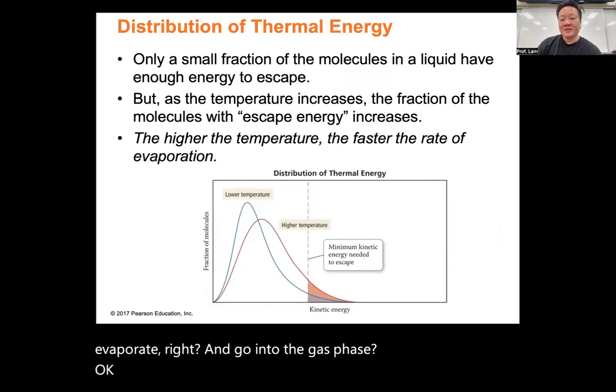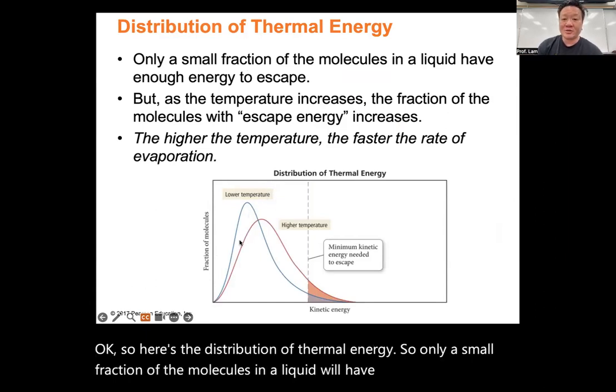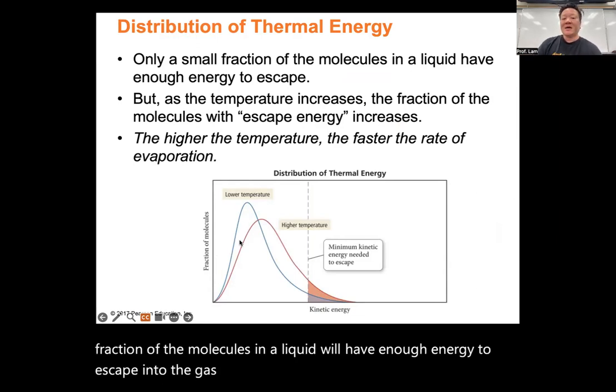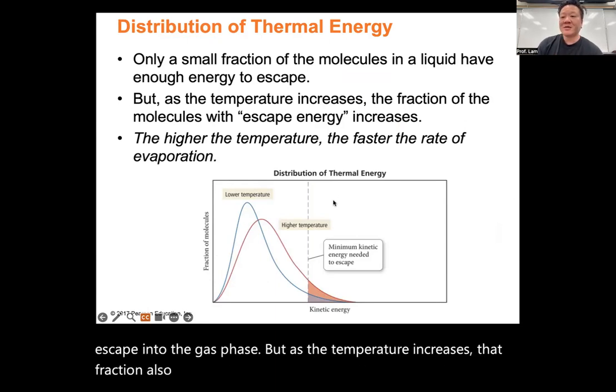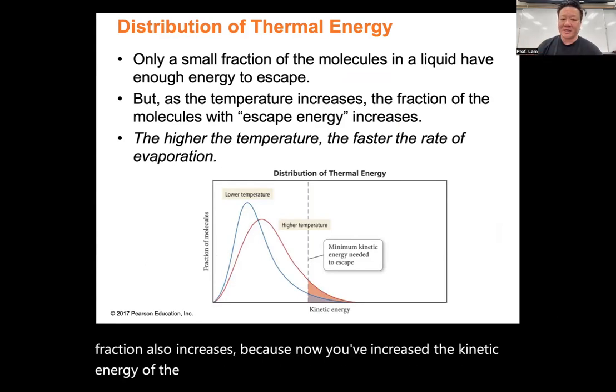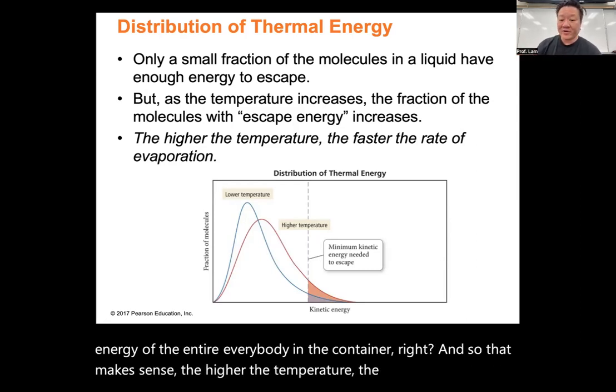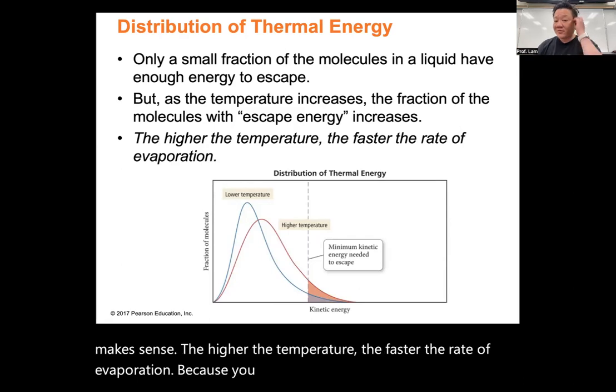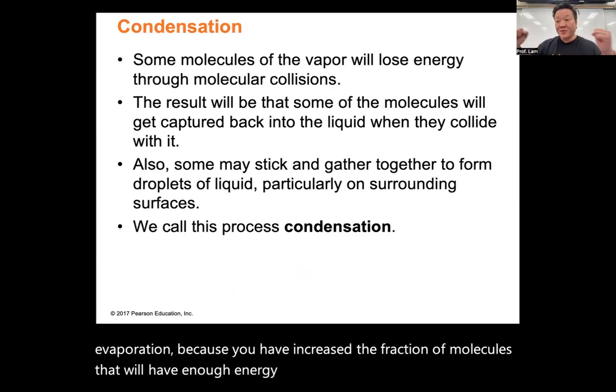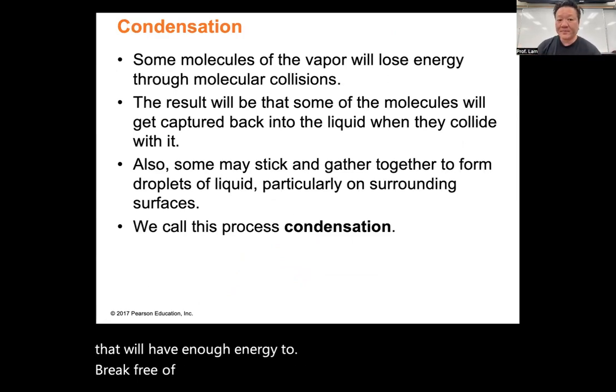Okay, so here's the distribution of thermal energy. Only a small fraction of the molecules in a liquid will have enough energy to escape into the gas phase. But as the temperature increases, that fraction also increases because now you've increased the kinetic energy of everybody in the container, right? And so that makes sense. The higher the temperature, the faster the rate of evaporation because you have increased the fraction of molecules that will have enough energy to break free of the IMF, right?